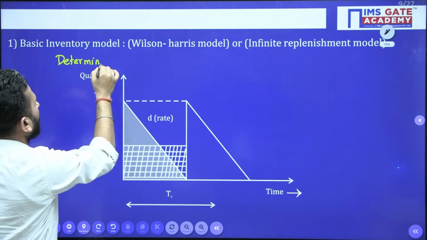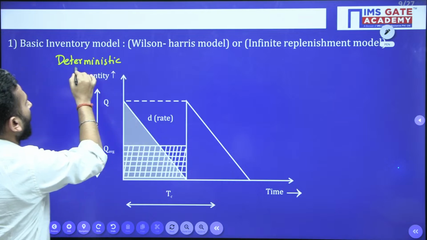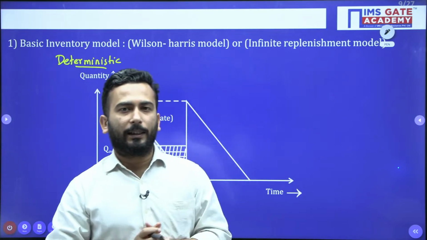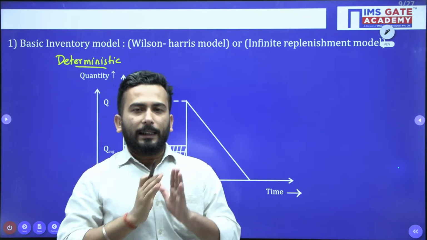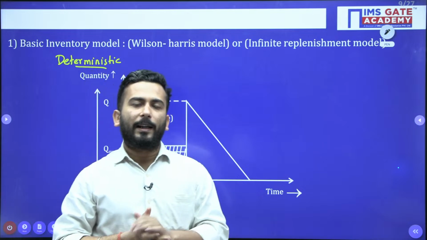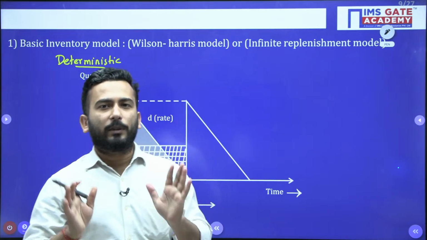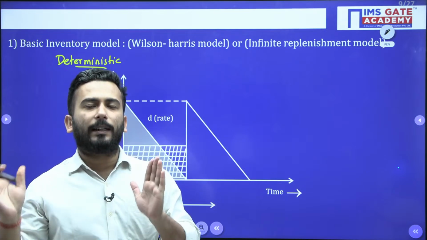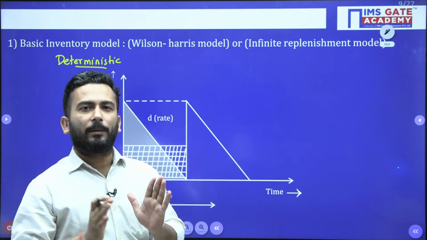Why deterministic? Can anyone tell? Because the demand is certain. We know that in a particular year I need 12,000 units. In a particular year I need 10,000 units. In this month I need that many units. It is all certain. That is why the name is deterministic model.